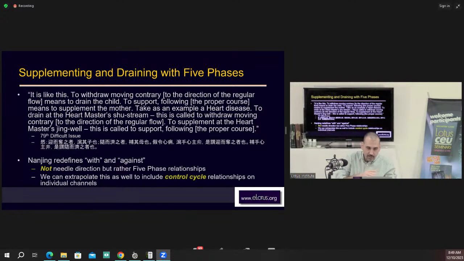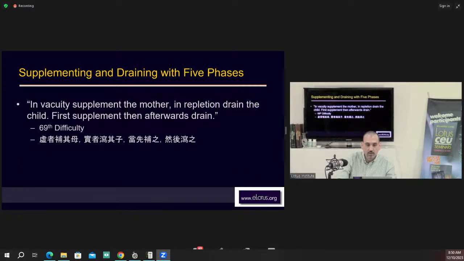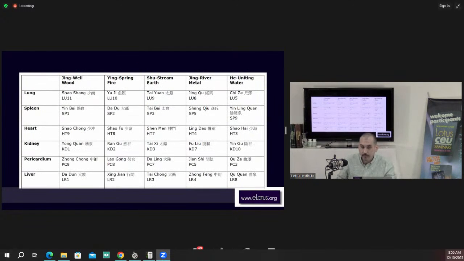The heart master is one of the terms they used for pericardium. To drain at the heart master's shoestring point is called to withdraw, moving contrary to the direction of the regular flow. In other words, if we want to drain the heart, we go to the shoestring point. Why? Shoestring point is earth. Okay, so that means earth is the child of fire. We drain by draining the child, which means the draining point on the heart or pericardium channel is going to be the shoestring point because it's the earth point. Got it?